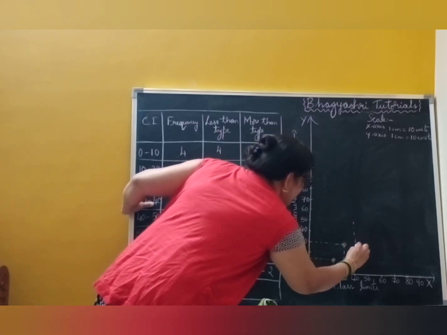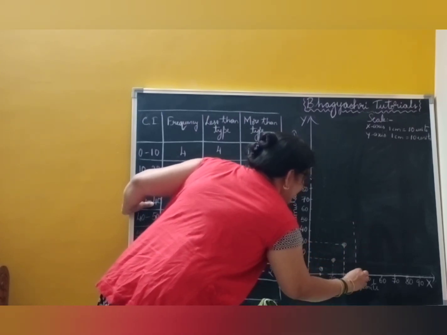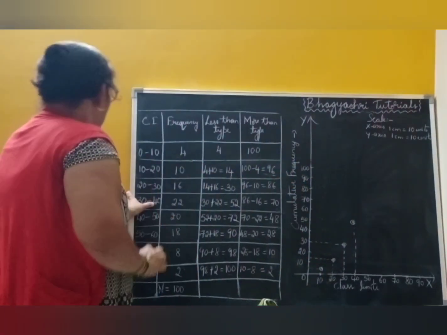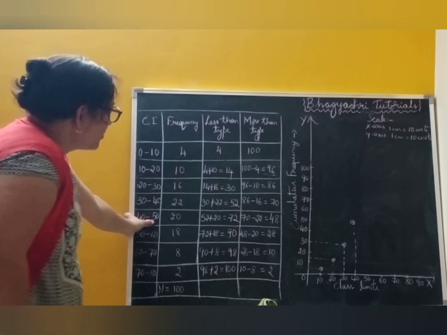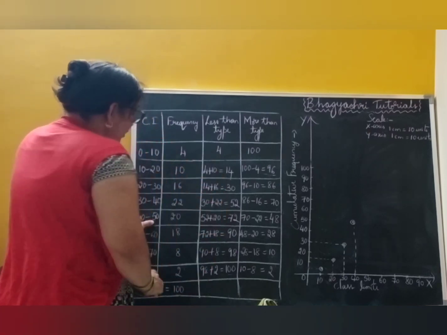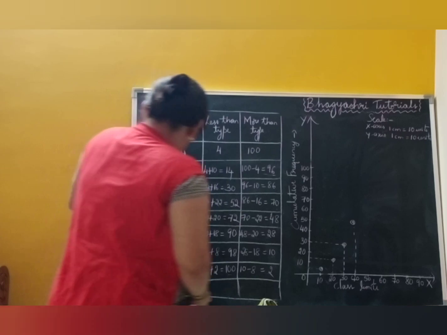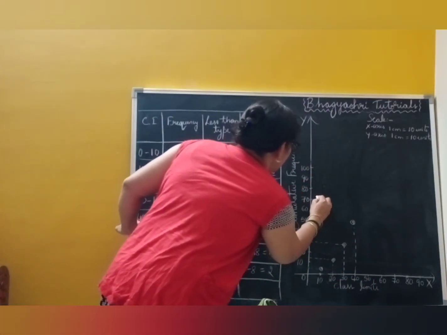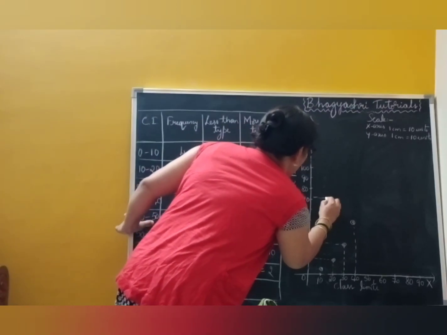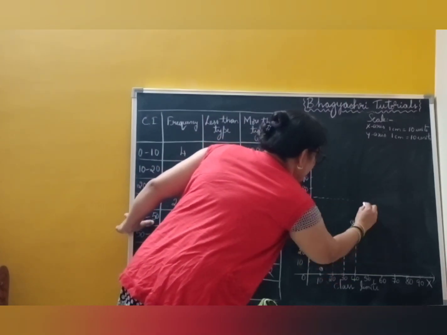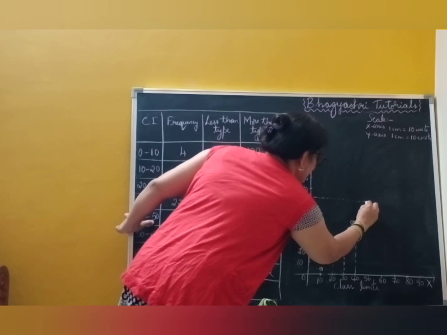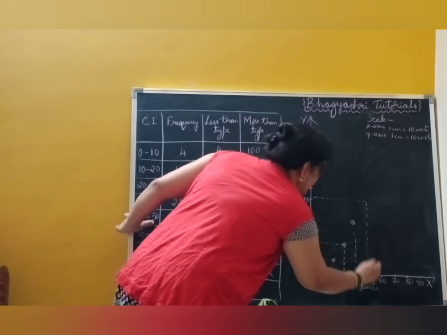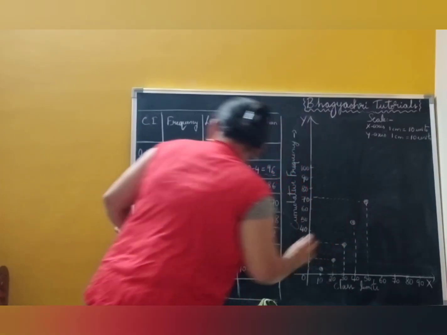If you use graph sheets, you will get exact points. You can draw more accurately. Next, for 50, the less than type corresponding frequency is 72. So 50, 72, 70, 71, 72. This point is 72.